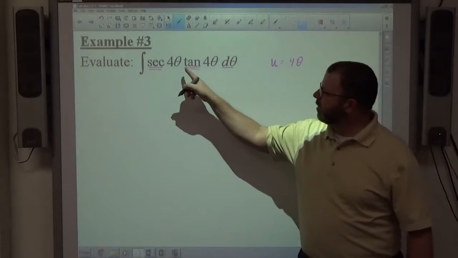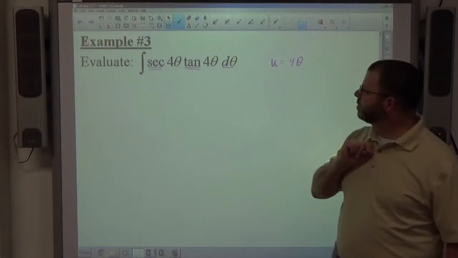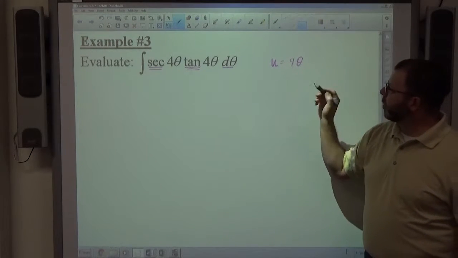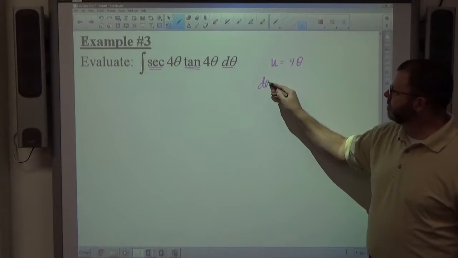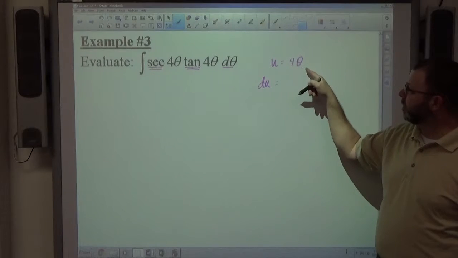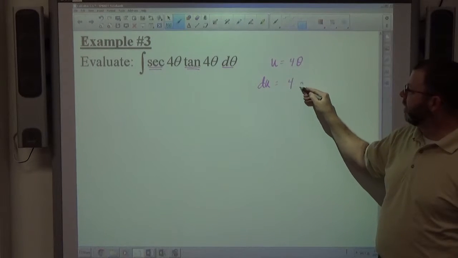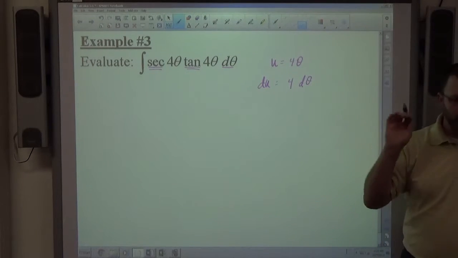So what's making this ugly is this 4 theta. And if u is equal to 4 theta, then du is going to be the derivative of 4 theta, which is 4, and then we're going to do d theta, so we're doing a differential.